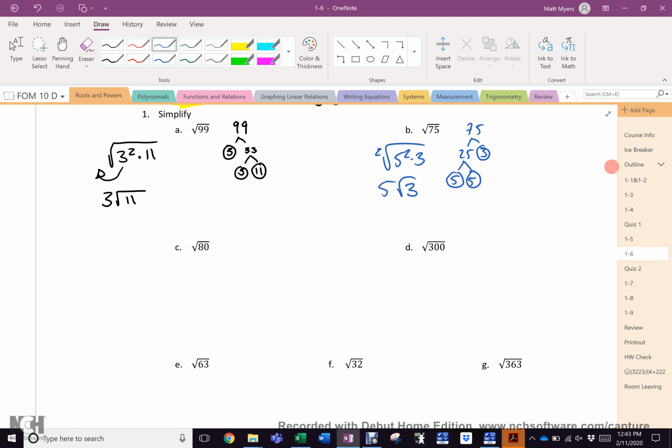Looking at the next one, I see that it is 80. 80 ends in 0, yes? What automatically are 2 numbers that will multiply into all numbers ending in 0? 10 and 5. Is one of those a prime number? Which one? 5. So if I take 80 and I start my factor tree at 5, what do I get on the other branch? 16.